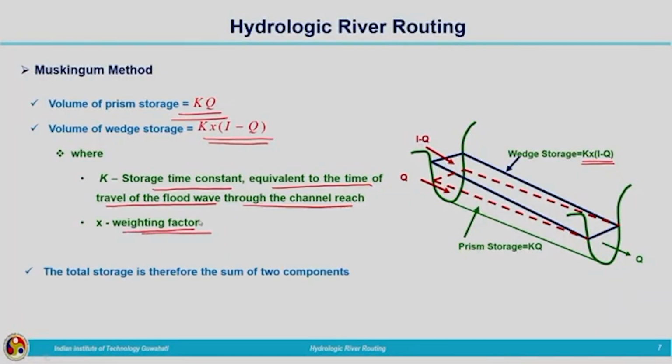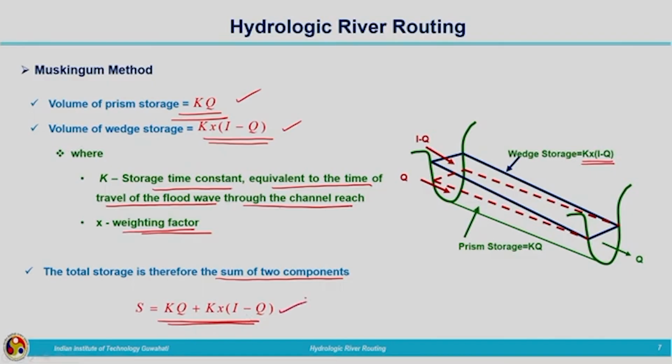K we have considered as b by a, that is representing the channel property. It is representing the storage time constant. What is the storage time constant? It is equivalent to the time of travel of the flood wave from upstream to downstream. X is the weighting factor. The total storage can be considered as the sum of these two components represented by the prism storage and the wedge storage. So, the total storage S can be written as Kq plus Kx(I minus Q).